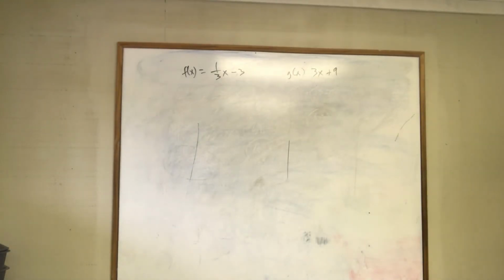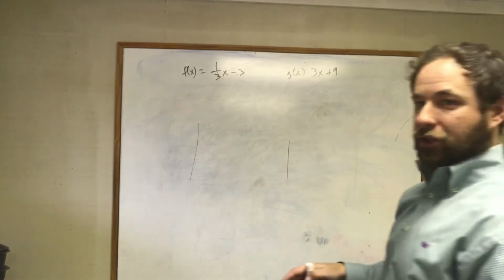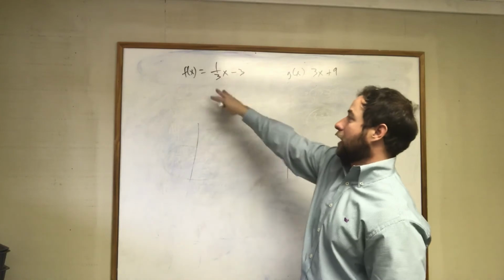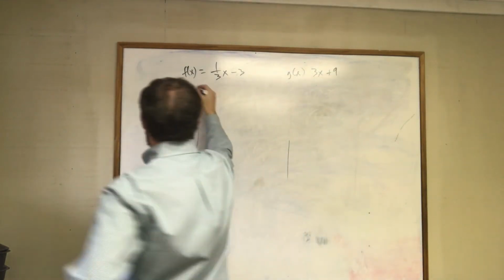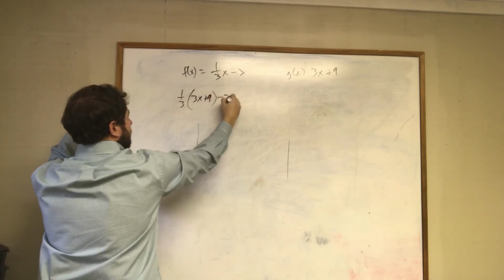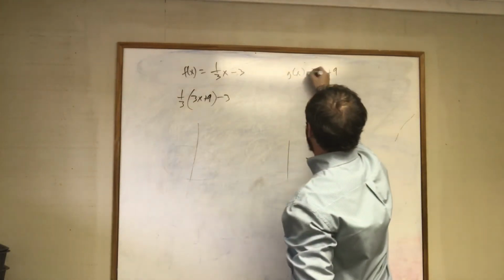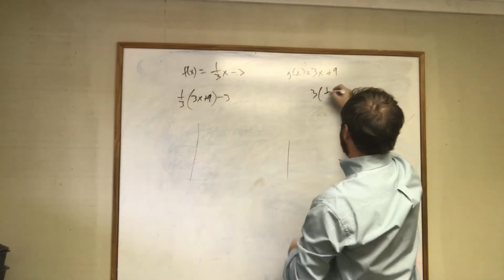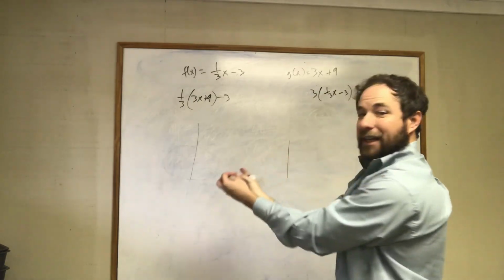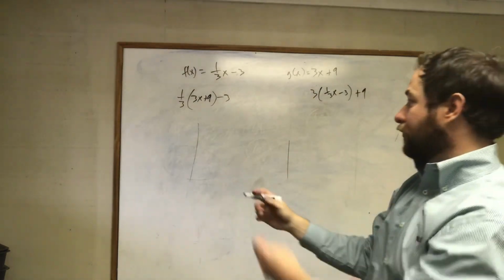The last concept is on lesson 40, and it's properties of inverse functions. The question is, are these two functions inverses of each other? The way you figure that out is you take one and plug it into the other, take the other and plug it into the one. So if you have 1/3 parentheses, and you put 3x plus 9 in here, then you have 3 parentheses, 1/3 x minus 3 plus 9. Then you work them out. If the answers are equal, then they are inverse functions.